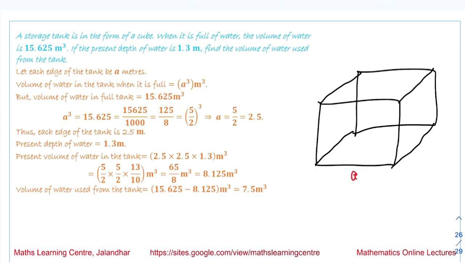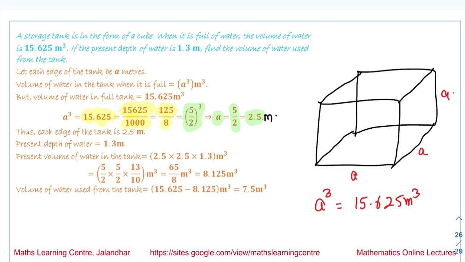So we suppose that the length, breadth and height of this cube is A. So what we have is that A cube is equal to the volume of water, that is equal to 15.625 meter cube. So 15.625 meter cube, you can write it as 15625 over 1000. When we simplify it, we get 125 by 8, and this value is equal to 5 by 2 whole cube. So the value of A that we get is 5 by 2, that is equal to 2.5 meter. This is the dimension of the cube.